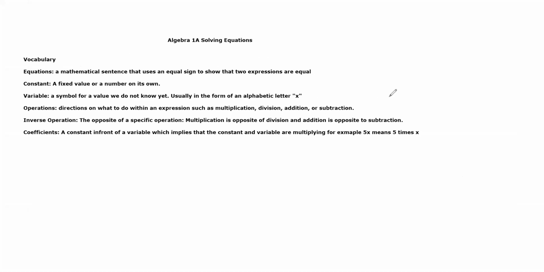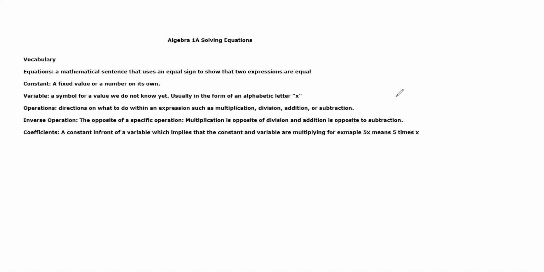Equation: a mathematical sentence that uses an equal sign to show two expressions are equal. Constant: a fixed value or a number on its own. Variable: a symbol for a value we do not know yet, usually in the form of an x. Operation: the directions on what to do, such as multiply this, divide this, add this, or subtract this. And usually they're shown by the symbols for multiplication, division, addition, or subtraction. That's what an operation is.